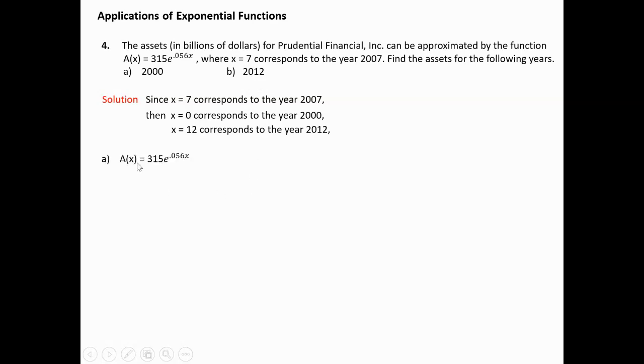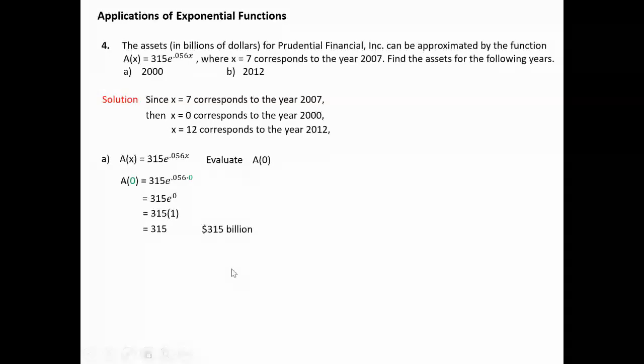So all we're doing for A is we're going to evaluate it at 0. So we're going to evaluate A of 0, which means I'm going to plug in a 0 for every x in the function, which will be right there where the x is. So it's going to be 315, the function, to the power of 0.056 times 0. It's going to give us 315. But since it's in billions of dollars, it's going to be $315 billion.